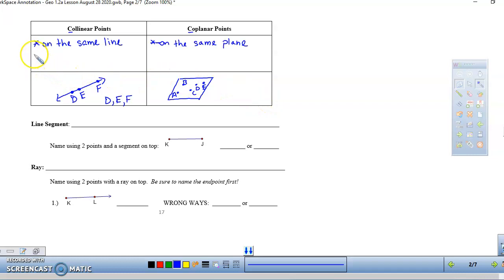Okay, a couple of other things to keep in mind here. This is a little bit harder of a concept, but any 2 points are always collinear. So even if there's not a line drawn, they are still considered to be collinear because you could draw a line. So any 2 points are collinear. And any 3 points are coplanar. That's a little bit harder of a concept.